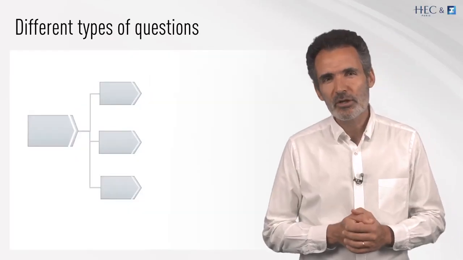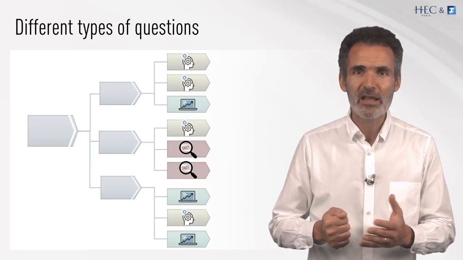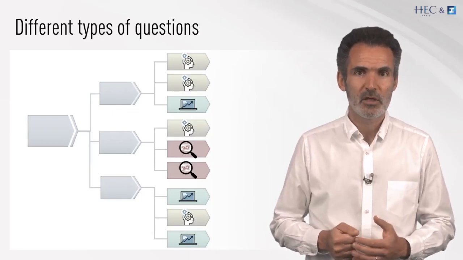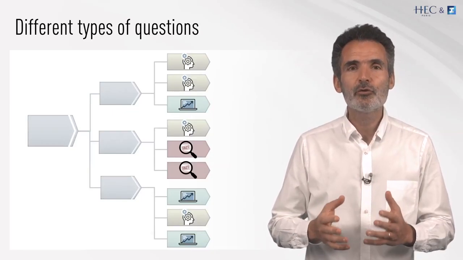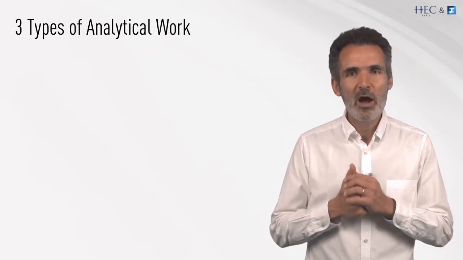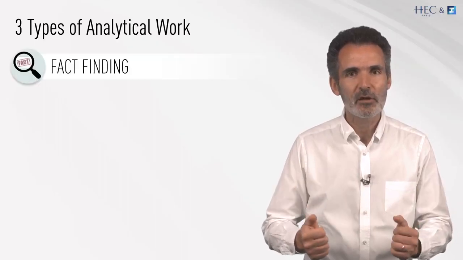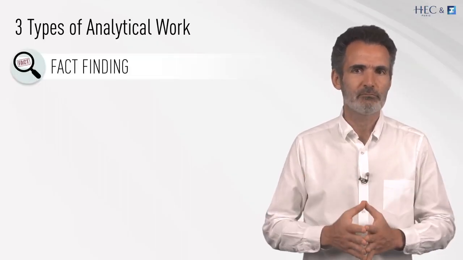As you look at your issue tree, you will see questions of very different natures. Not all analysis is number crunching. In fact, it's useful to distinguish between three types of analytical work. Type 1 questions are the ones that call for fact-finding. They have an objective answer.